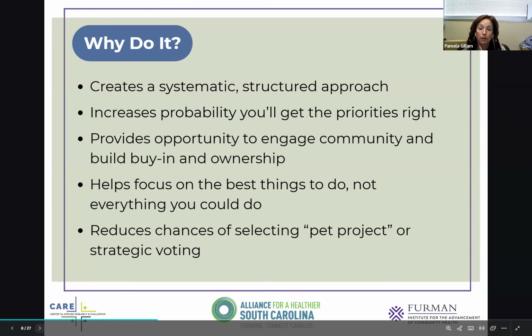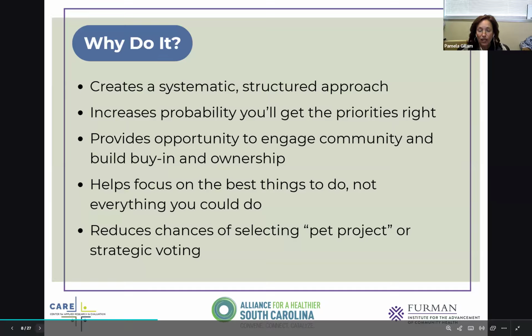It provides an opportunity to engage the community and build buy-in and ownership. We spent our second webinar talking all about community engagement and what that looks like. We feel very strongly, Melissa and I do, and many of you also, that engaging the community in these types of processes is really important if you want to get the buy-in and support, number one, and also get the work done and make the impact that you hope to achieve.